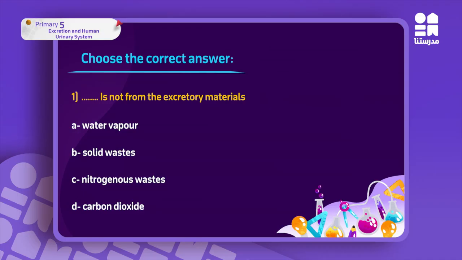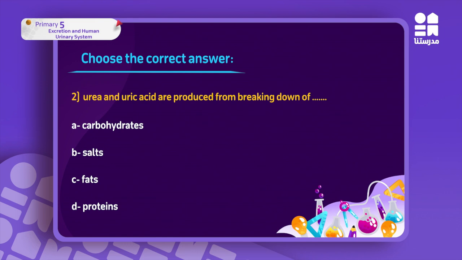Which one is not from the excretory materials: water vapor, solid waste, nitrogenous wastes, or carbon dioxide? Which one is not produced inside body cells? So it is solid wastes. Number 2, urea and uric acid are produced from the breaking down of carbohydrates, salts, fats, or protein. Yes, the breaking down of protein.